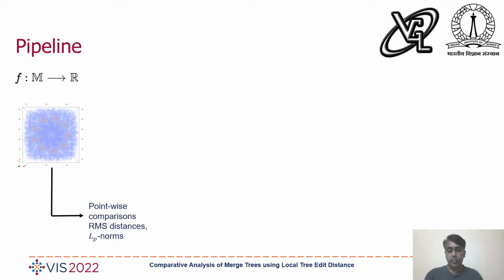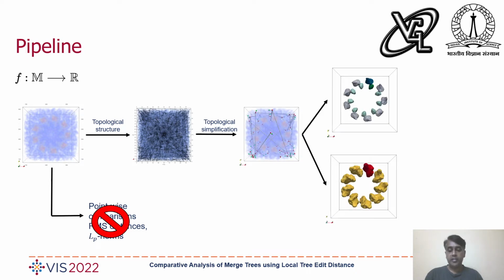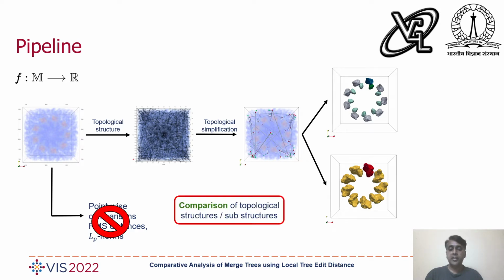Since point-wise comparisons are prone to instabilities and are not invariant to transformations like scaling, rotation, we first compute topological structures, which are combinatorial abstractions like graphs and trees. These structures come with proven methods to remove noise via topological simplification, resulting in simplified structures. Then we can compare these simplified structures. In this work, we concentrate on comparing such structures or substructures.